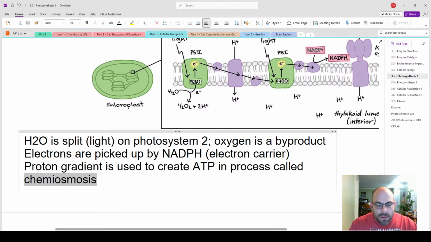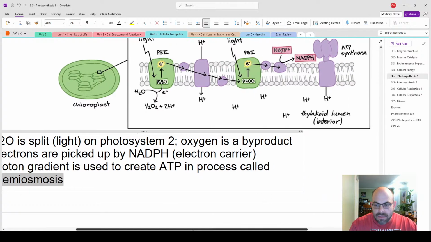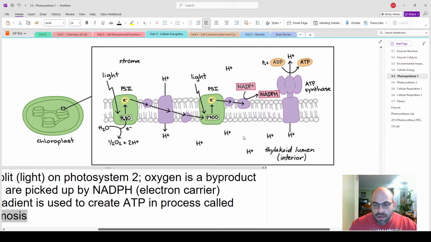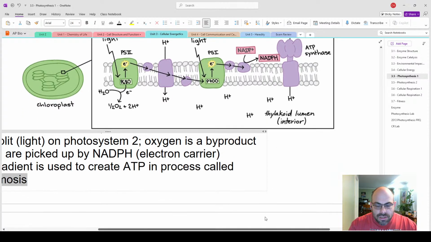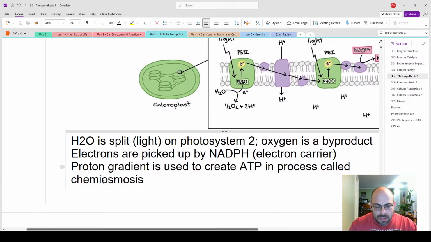All right. It is the proton gradient being used to create ATP in this process, basically that diffusion from high concentration to low concentration using ATP synthase. It's just this special word. Just think chemical, except for the "cal" on the end, just chemical osmosis.